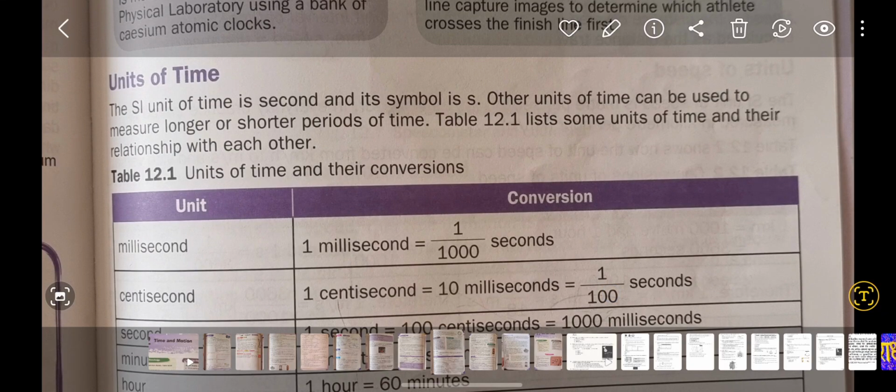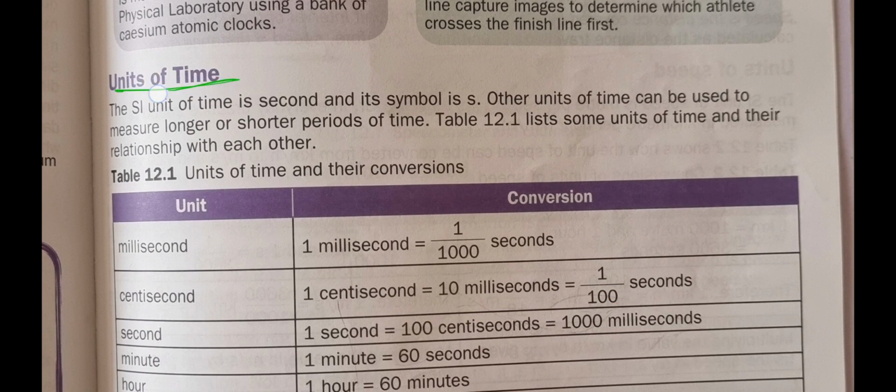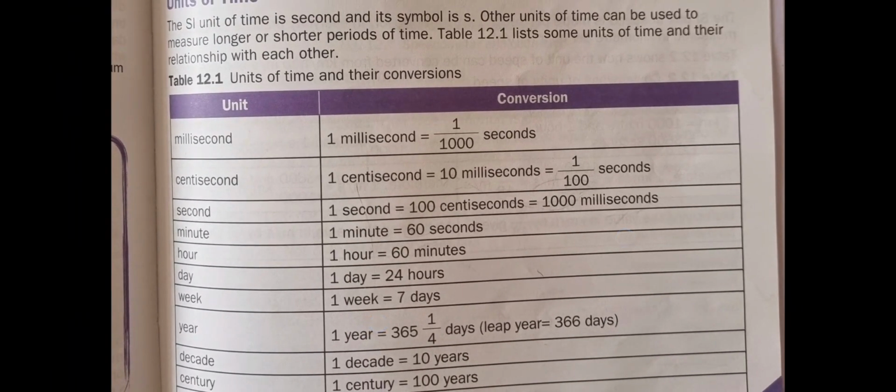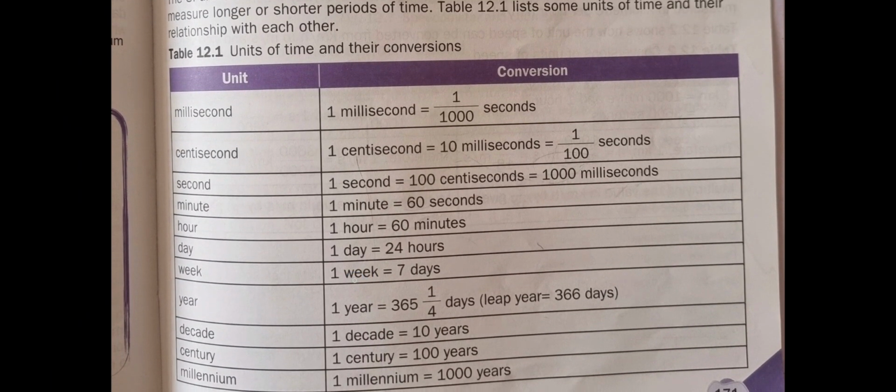Now, units of time. The SI unit of time is the second and its symbol is s. Other units of time can be used to measure long or short periods of time. So you can see the units of time, in the period, units and conversion. Here, millisecond: 1 millisecond is equal to 1 upon 1000 seconds, and so on. You can see this chart.